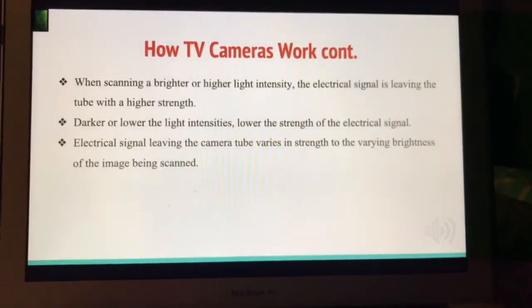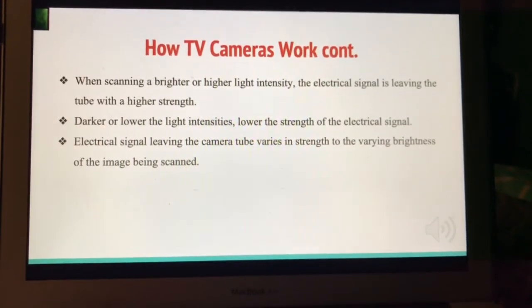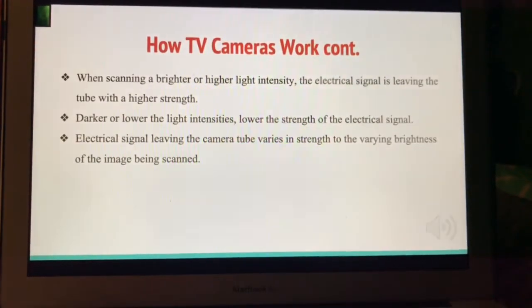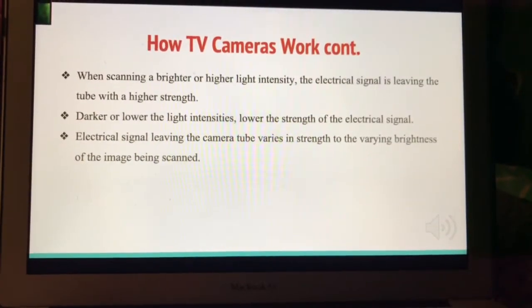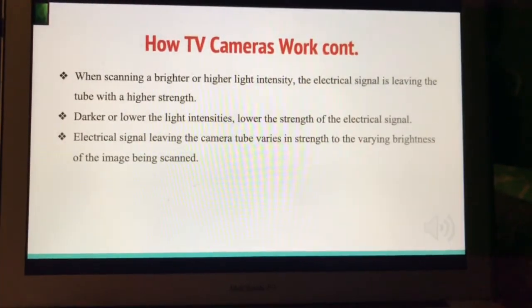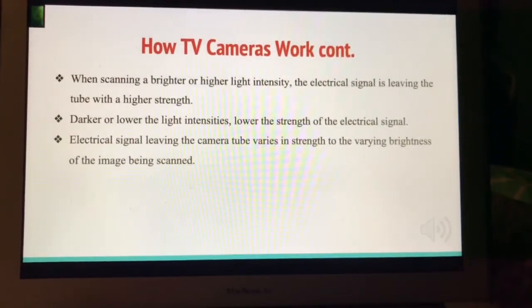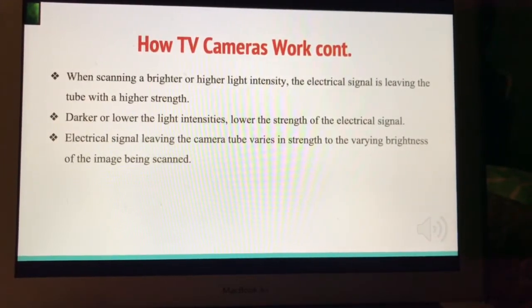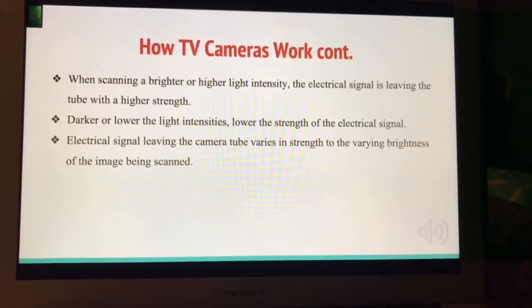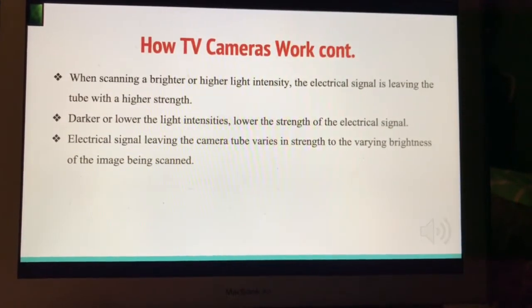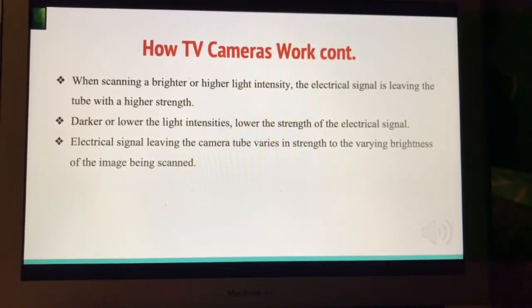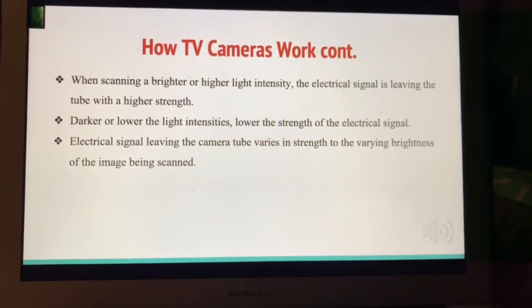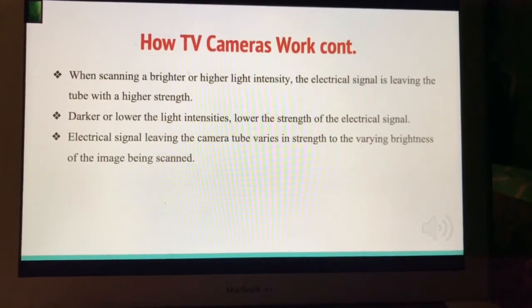When scanning a brighter or lighter area, like a barium area, the electrical signal leaving the tube is at a higher strength. The darker areas, kind of like gas or something, with lower light intensities, give a lower strength electrical signal. So this is a proportional thing. The brighter, the higher the strength, and the darker, the lower the strength.